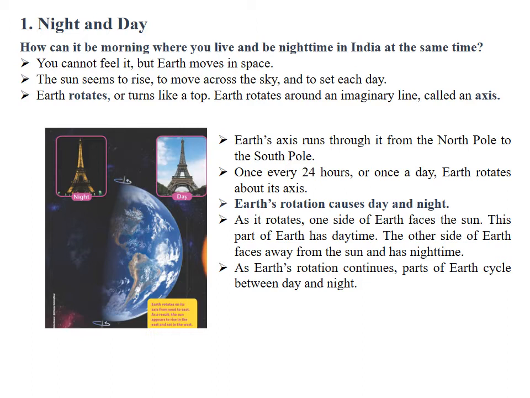How does this happen? As it rotates, one side of Earth faces the sun. This part of Earth has daytime. The other side of Earth faces away from the sun and has nighttime. As Earth's rotation continues, parts of Earth cycle between day and night. If we look at the picture, we can see that Earth rotates on its axis from west to east. As a result, the sun appears to rise in the east and set in the west.